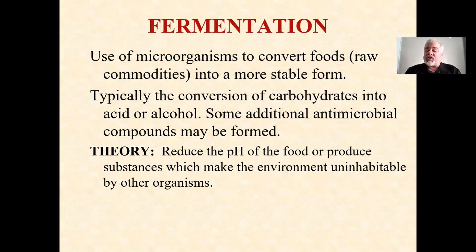Fermentation. Fermentation is the exception here where we're using microorganisms. We're using what we generally have been considering the bad guys in order to be the good guys. So we're using good microorganisms to convert foods into a more stable form. So in most cases, we're converting carbohydrates like sugar or starch into an acid or an alcohol. And there might be some other antimicrobial compounds being formed in the process. In theory, you're reducing the pH of the food or producing substances which make the environment uninhabitable by other organisms.